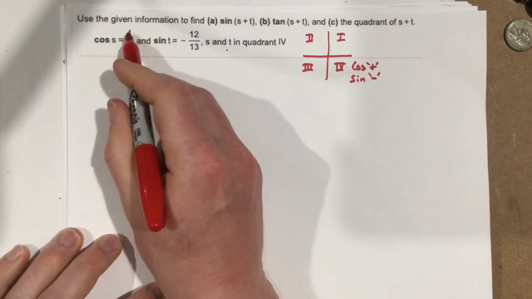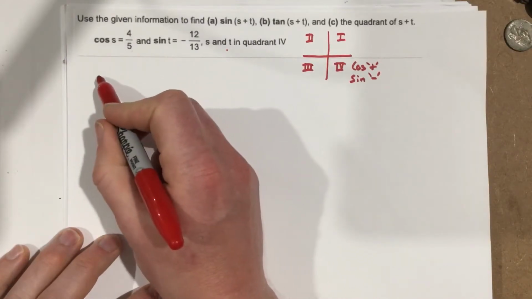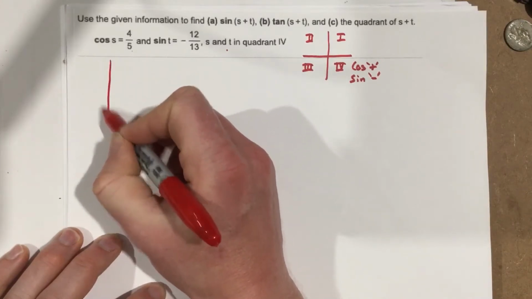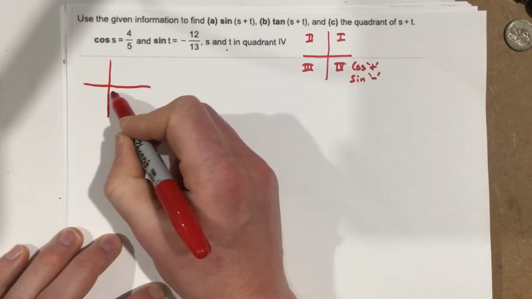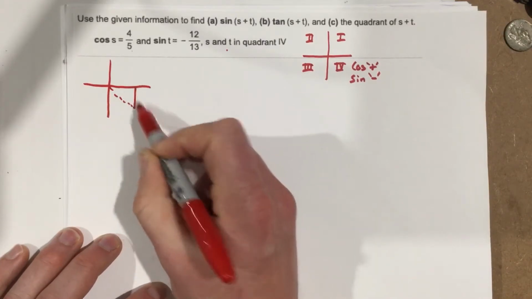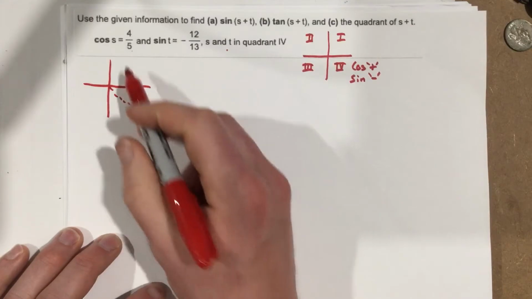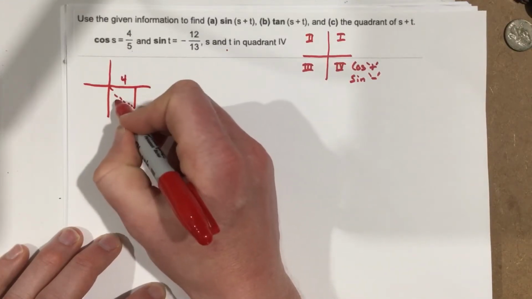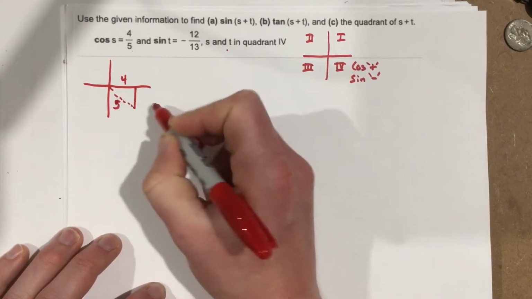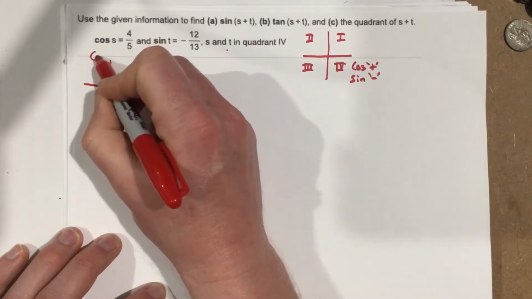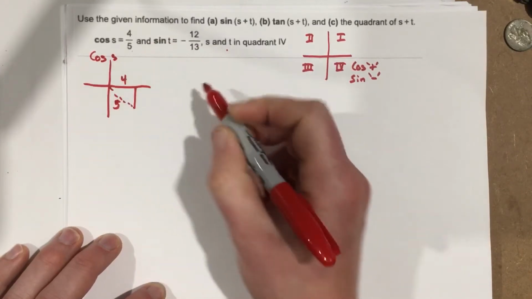So cosine of s we know is 4 over 5. It's in quadrant 4, so we can draw its graph like this. We know its triangle looks like so. If cosine of s is 4 over 5, we know that this is 4 and this is 5. The one thing we don't know is what's this, right? So this is for cosine s.